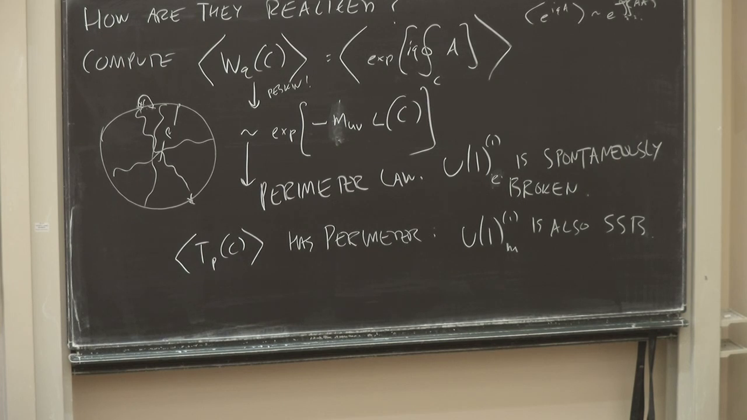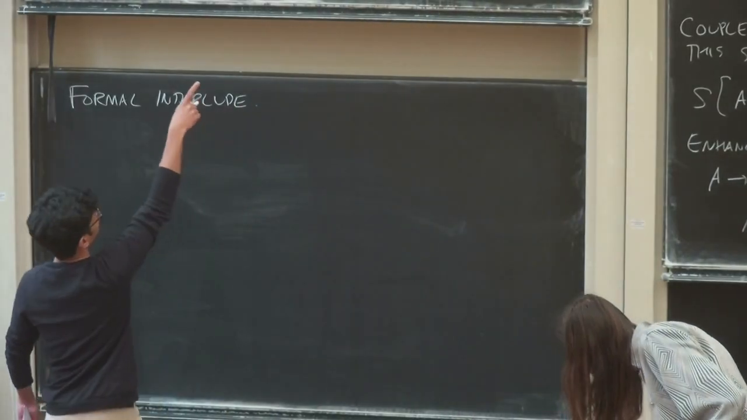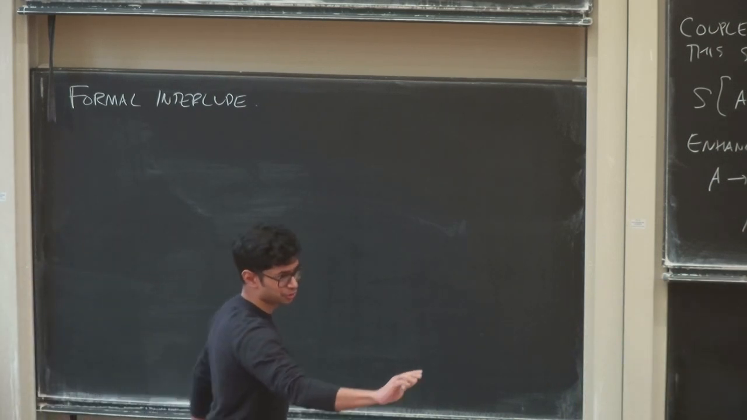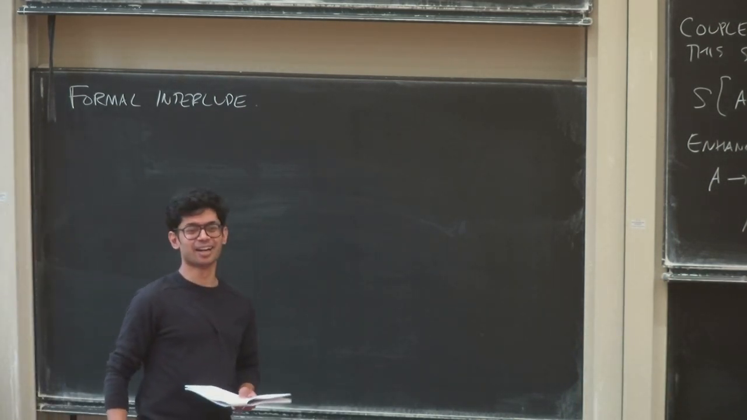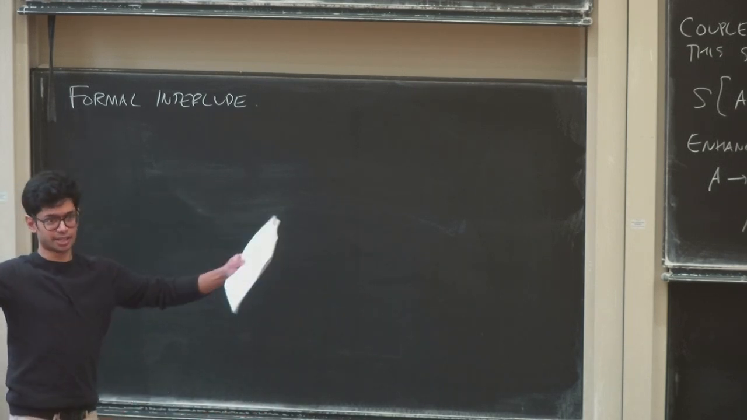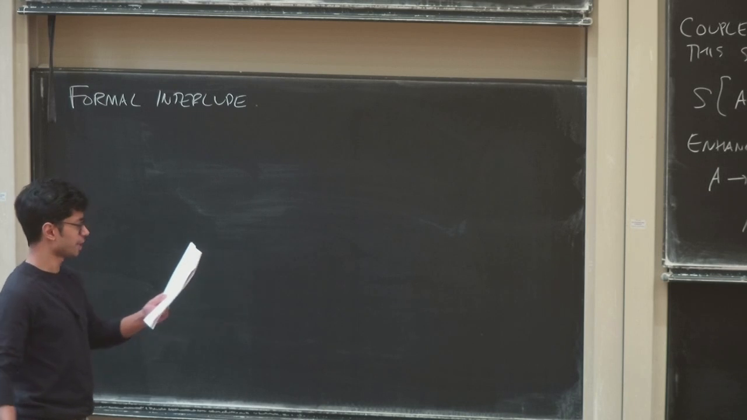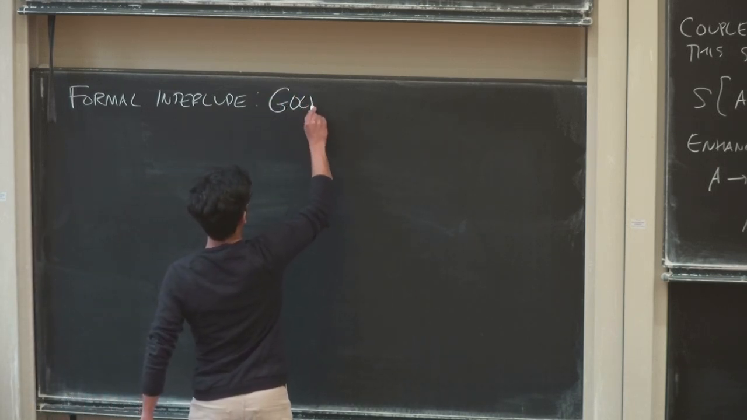So this is a maybe slightly more formal interlude, because I'm digressing from my discussion of a particular model to talk now about generalities. So everything I'm saying now is going to work for anything, okay? And then I'll go back to E and M afterwards. This is a formal interlude: Goldstone's theorem.